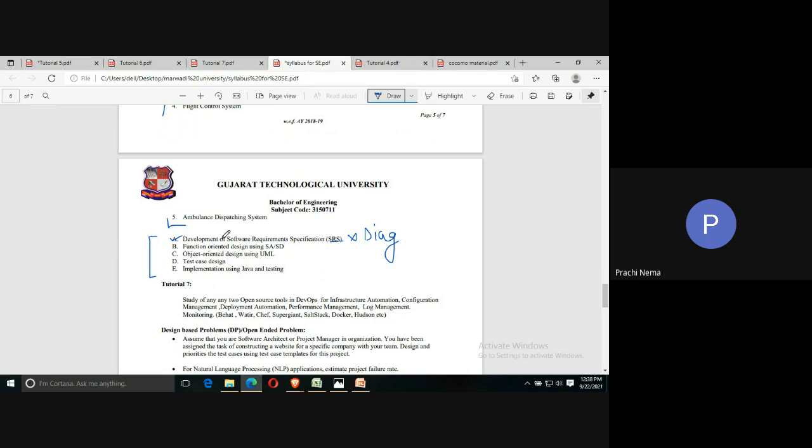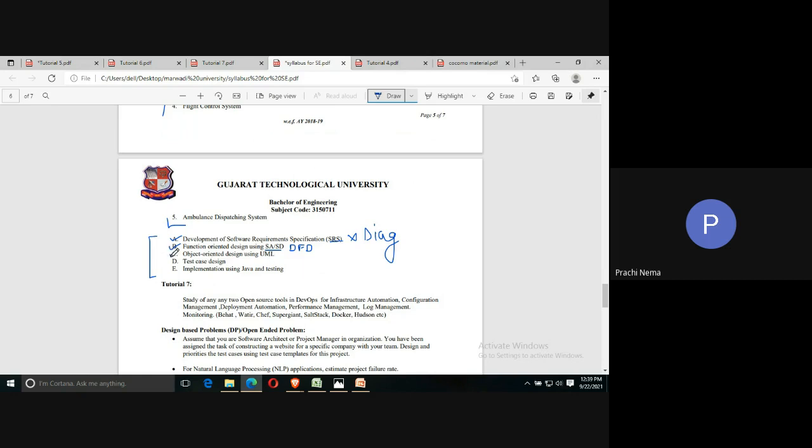Okay. Then in the second one you have to prepare function oriented design using SASD. Here SASD means structured analysis and structured design. So for this point you have to make the DFD of your project. Here software analysis and design can be reflected using DFD. So just make the DFD of your project.